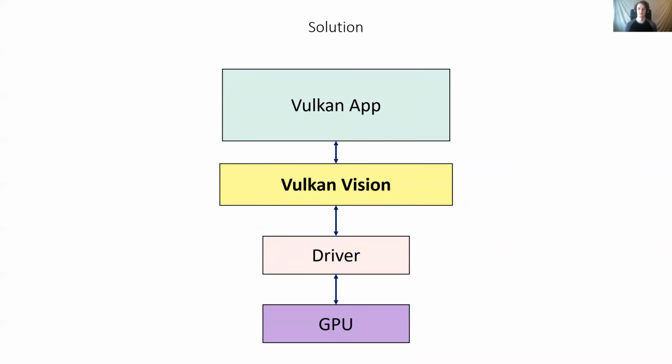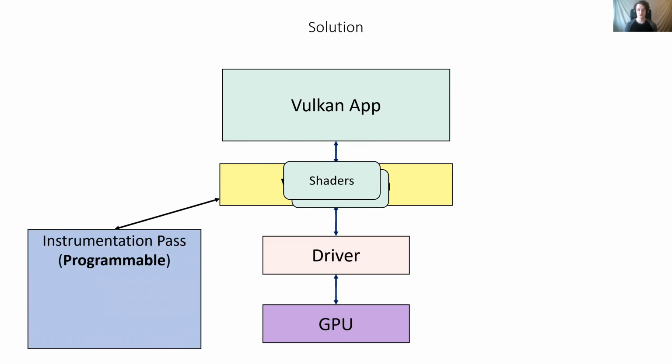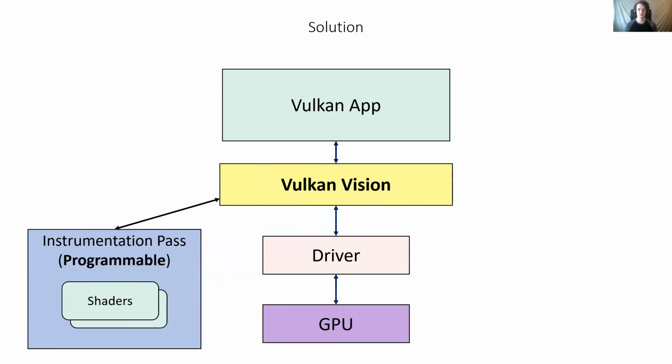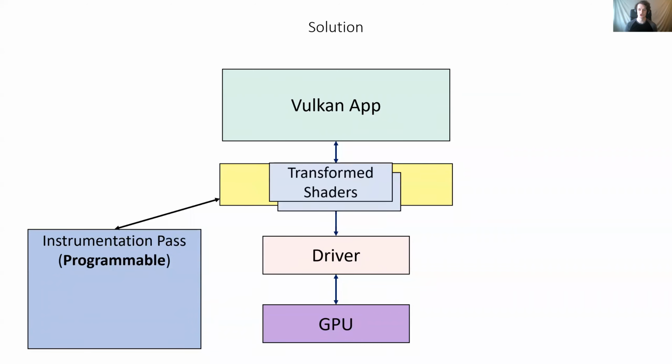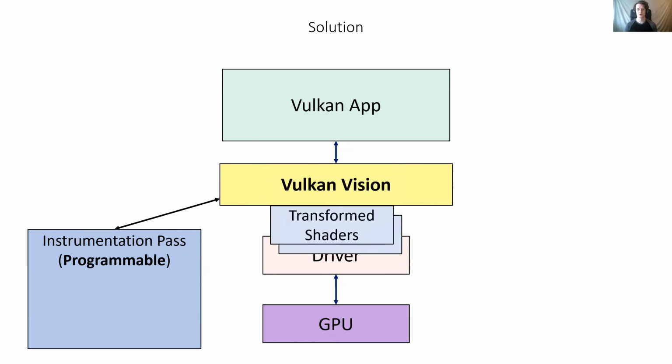So now I'm going to walk through an example of how we use this validation layer interface in Vulkan Vision to do shader instrumentation and analysis of the subsequent data. So the whole process will begin when the application provides the shaders. Those will be intercepted by the validation layer. And then we have an instrumentation pass, which is programmable. That means that you can implement different instrumentation passes in this framework to get different kinds of data. So this will take the shaders, modify them, add instrumentation code, and then return that to the validation layer. And now the validation layer will pass those on to the driver.